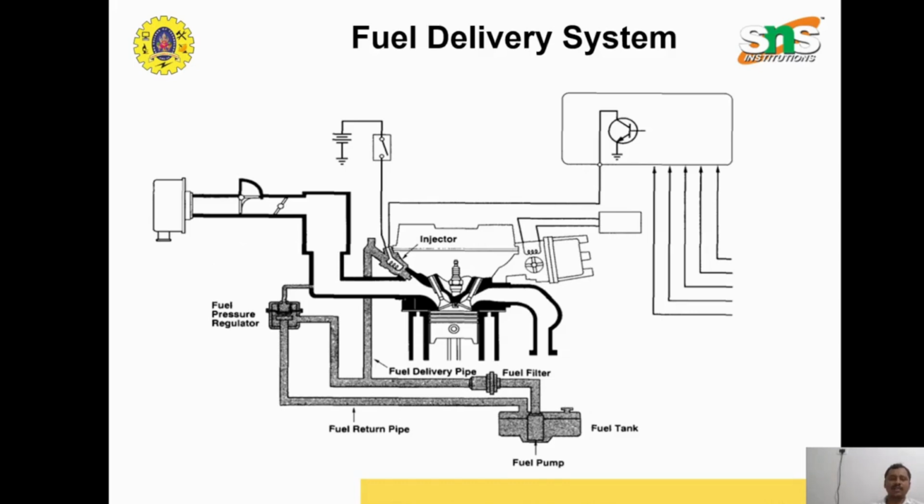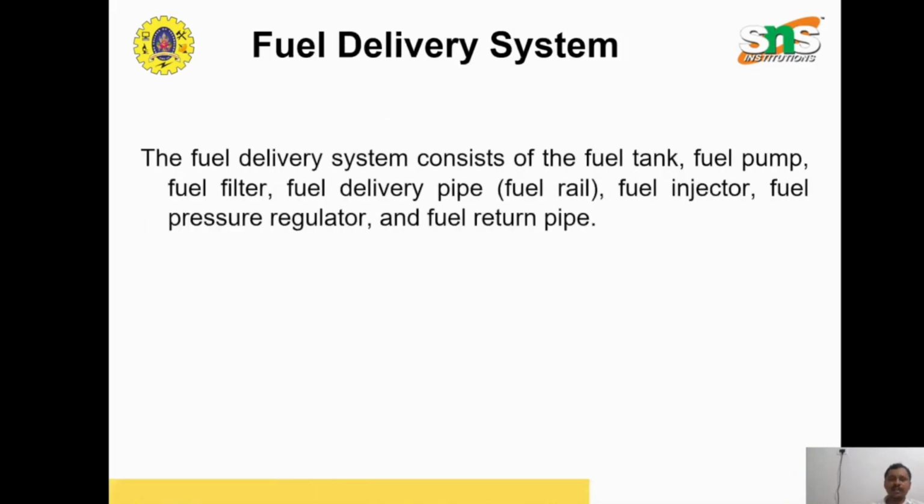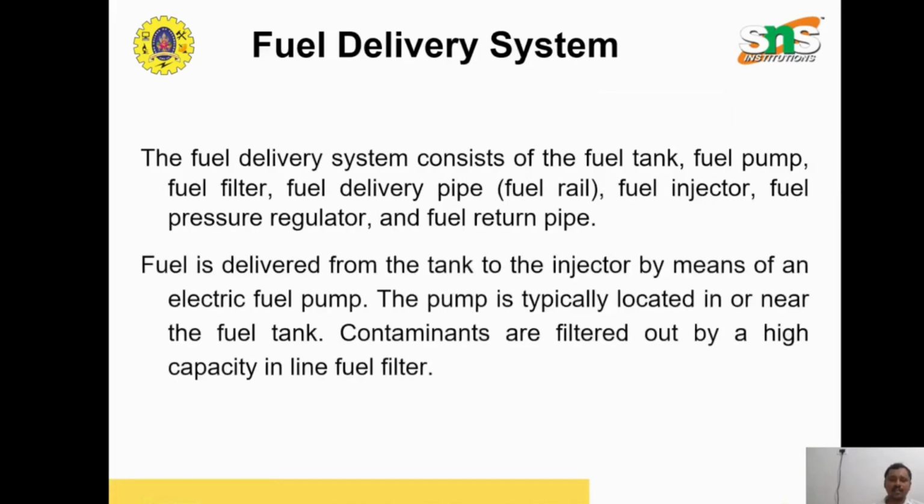First is the fuel delivery system. You can see in the slide, shaded in gray color, the major components such as fuel pressure regulator, fuel return pipe, fuel delivery pipe, fuel filter, fuel tank, and fuel pump. These are the major components of the fuel delivery system.